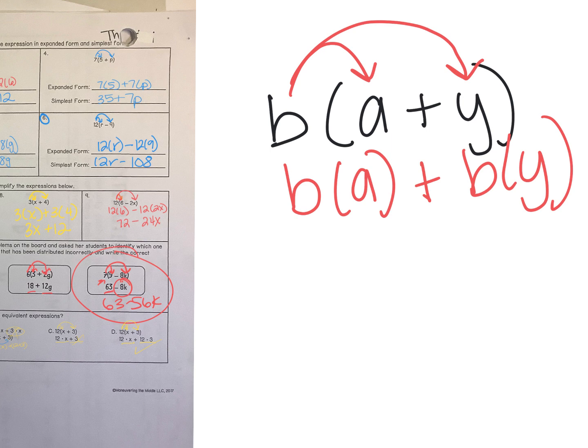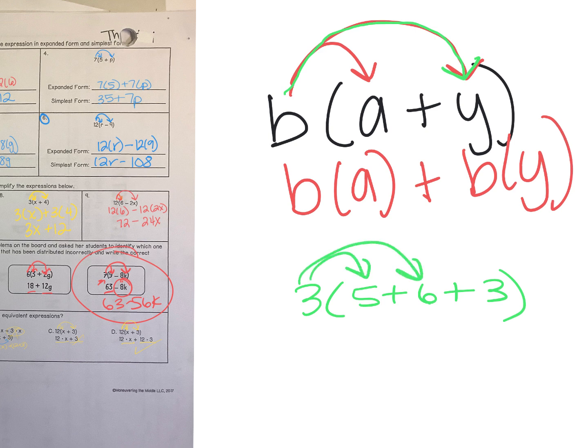Now, this right here is what kids forget to do. They forget to take that B and multiply it to that very last number. That's one of the things that kids always kind of seem to forget. But remember, you have to do it to every, like even if it looks like this. Even if there's 3 numbers in there, you have to take that 3 and multiply it to every single number that's in there.